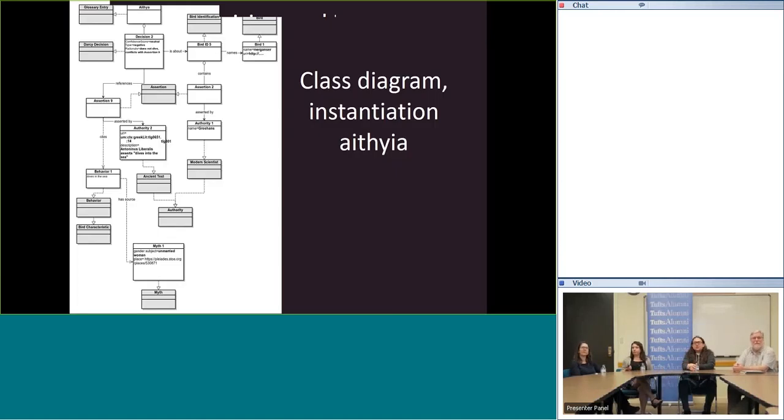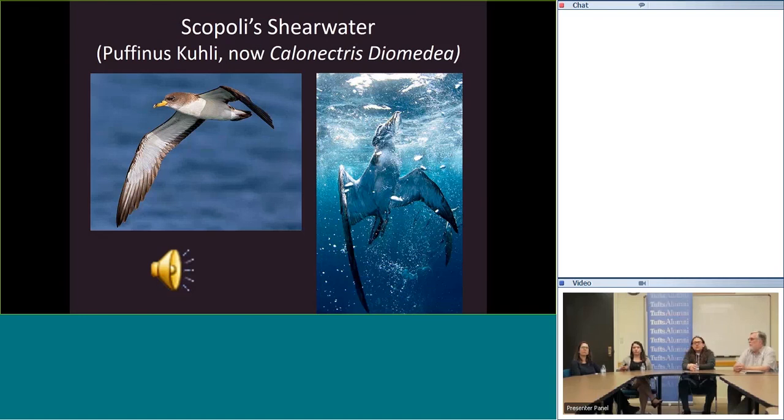So I don't know if you wanted to add anything, Jennifer. This is a shearwater. Oh, about the Bella?